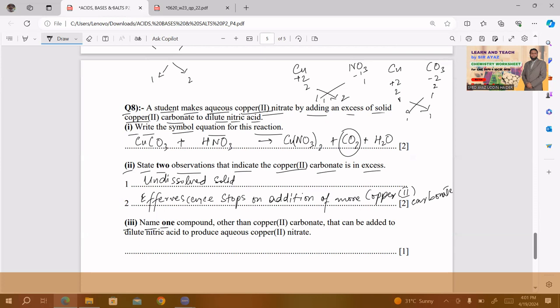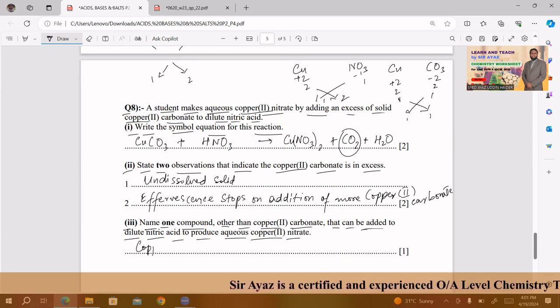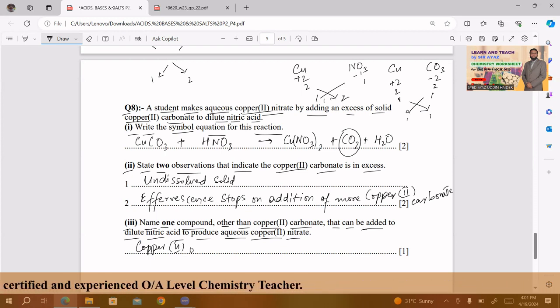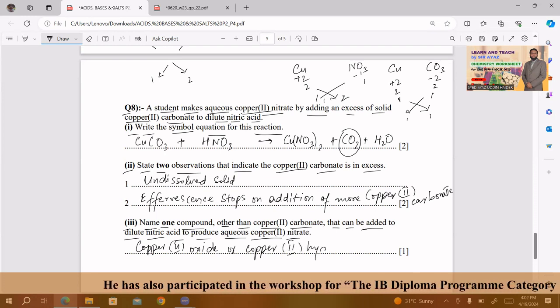Number 3, name one compound other than copper 2 carbonate that can be added to dilute nitric acid to produce aqueous copper 2 nitrate. Now we want copper 2 nitrate from another compound of copper. You can either take oxide or hydroxide of copper. So you write copper 2 oxide or copper 2 hydroxide.